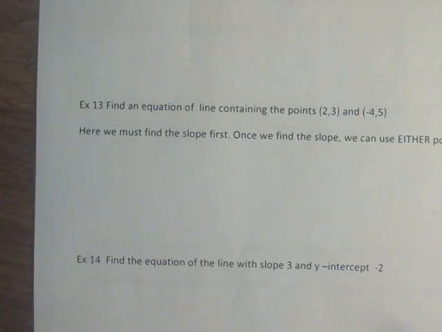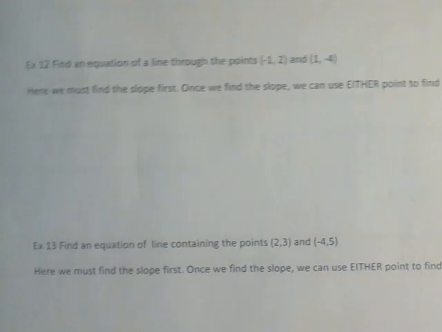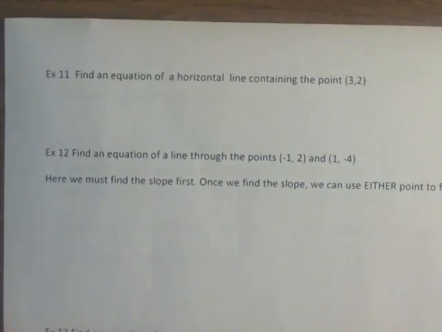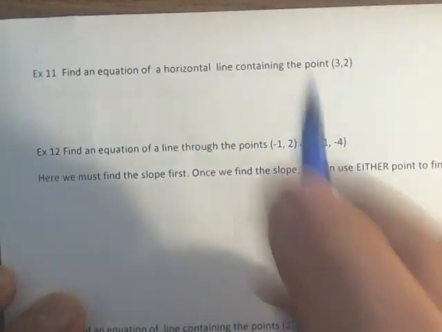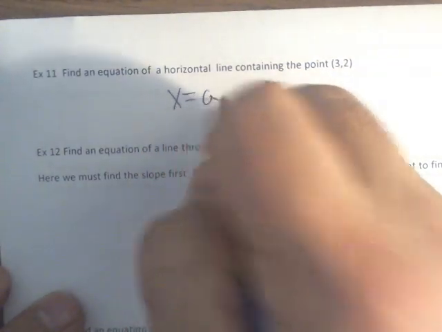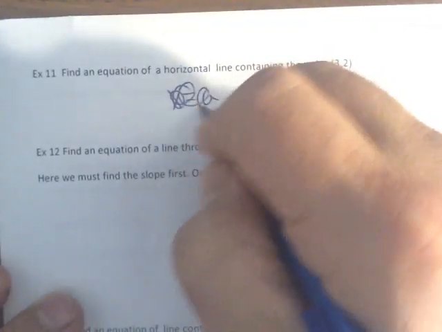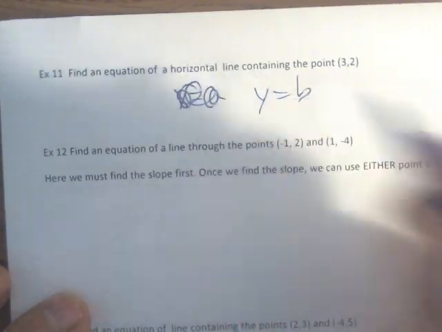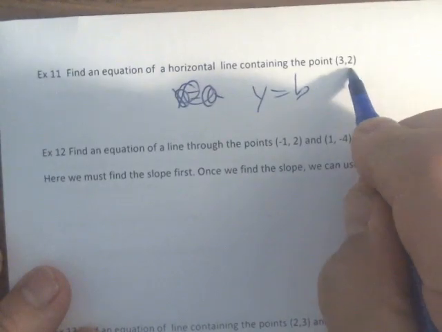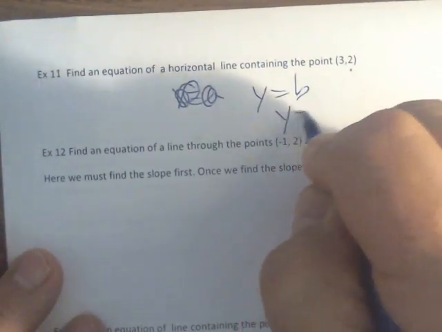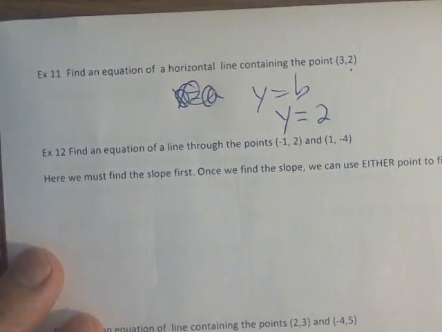Now, if I want to find an equation of a horizontal line, remember a vertical line is x is a, and a horizontal line is y is b. And in this case, if y is 2 here, y is always 2. So again, there's not much you can calculate there other than that for these.